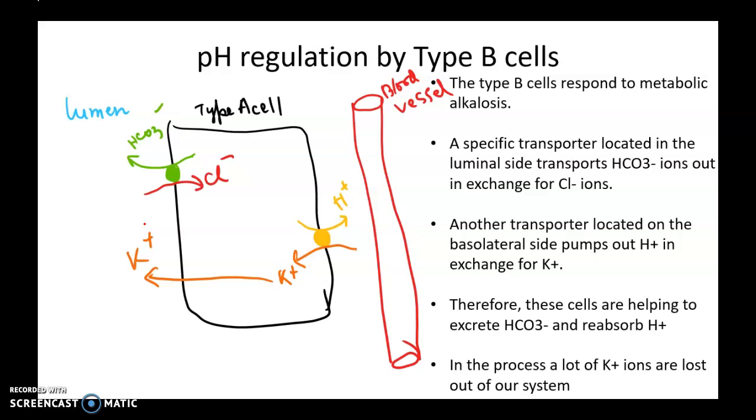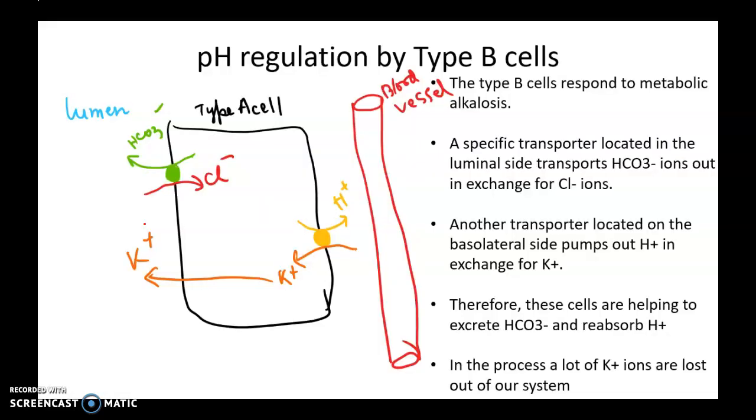And the yellow transporter is also present, but again, see, it's on the opposite side. So hydrogen is pumped back into the blood vessel in return for potassium. So in this case, we are retaining hydrogen and we are getting rid of bicarbonate, right? And again, remember, we are probably a little basic at this point. So that's why we are holding on to the hydrogen ions. So all the potassium that comes into the type B cells leaks out into the lumen. So in this process, we lose a lot of potassium ions.